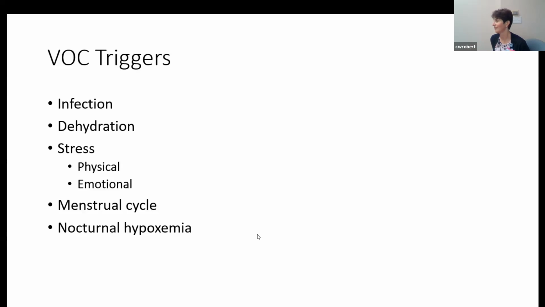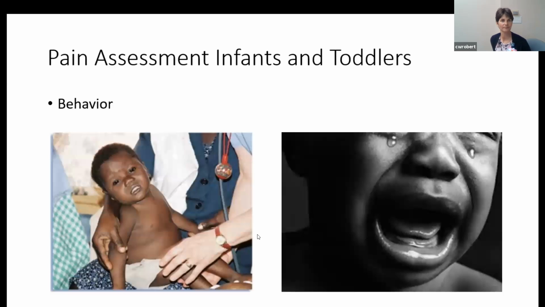So you can take their tonsils out, treat sleep apnea. You may see a significant decrease in their pain afterwards. All right, so how do we assess pain?